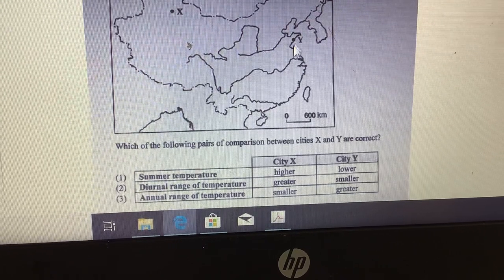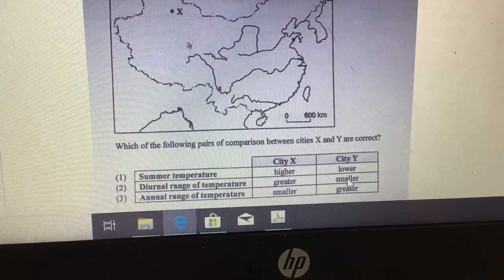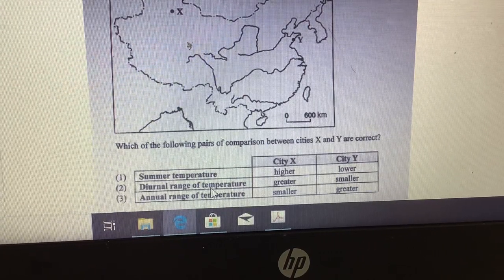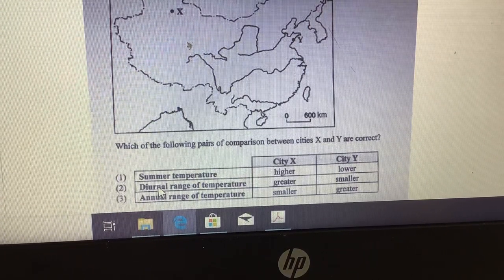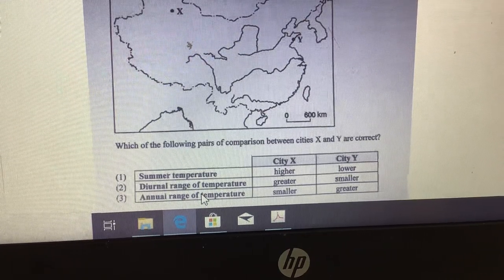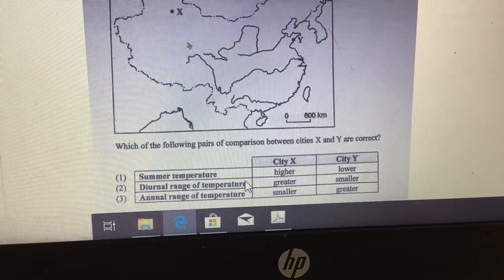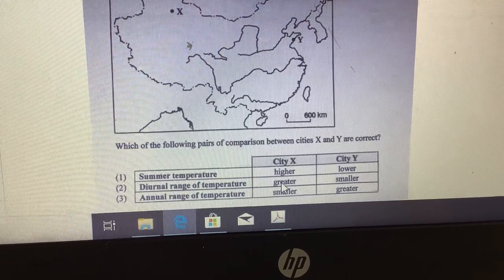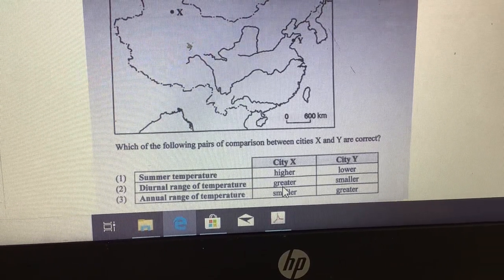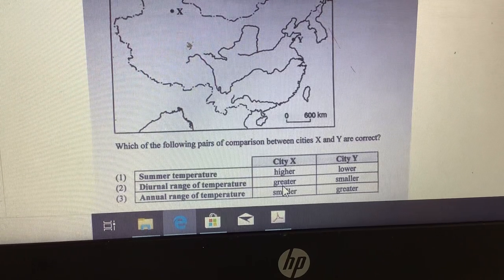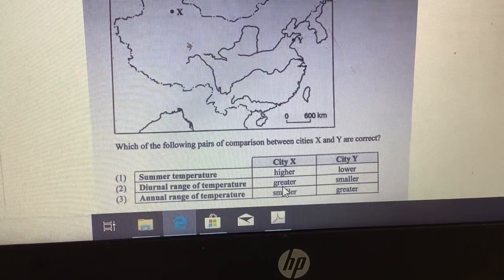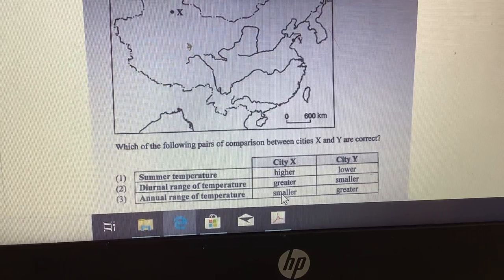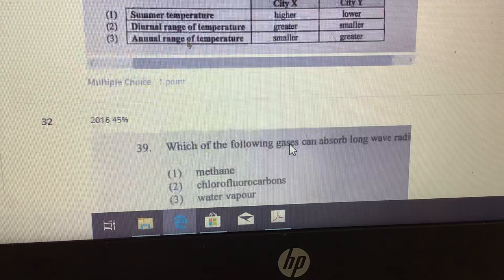Annual range of temperature. Right, absorb and release heat faster. And then if these two, annual range of temperature and another range of temperature, should be in the same line, so right here number two or number three, either one is wrong. But as I said before, if an area absorbs and releases heat faster, then the range will be greater instead of smaller. So number three is not correct. One and two only.